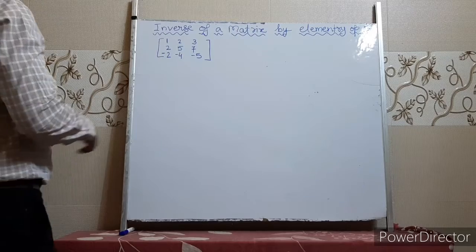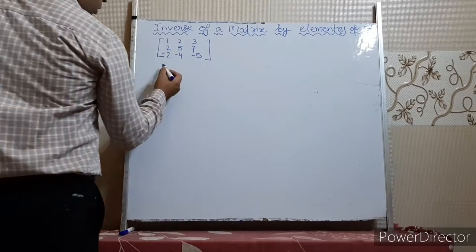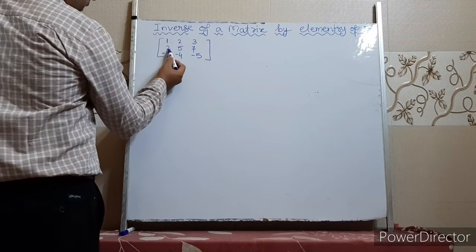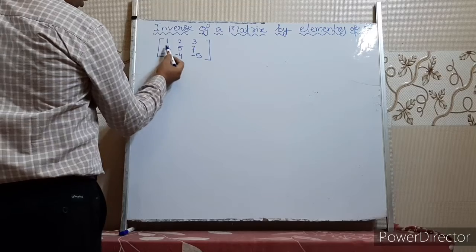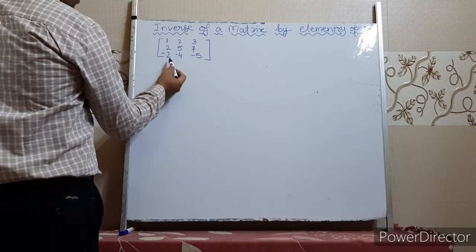Suppose we are going to apply elementary row operations for calculating the inverse of this matrix. Okay, let's apply one operation at a time. We can apply two operations also. So when we are applying row operations, remember we have to make these three terms zero, because when this is the identity matrix, these three terms will be zero.